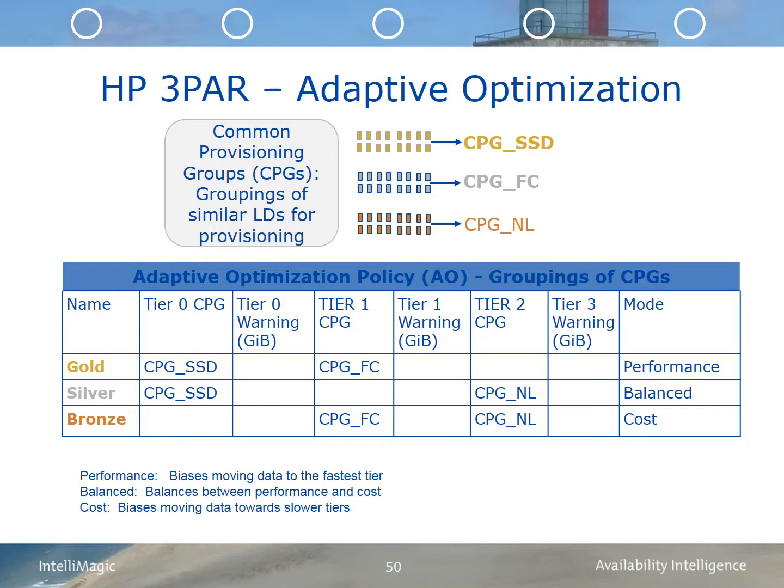It's also good to know that you can set warning limits, and so you can actually influence how the adaptive optimization behaves, by setting CPG warning limits for capacity. It's also good to note that there is a little bit of overhead, so when you schedule your AO policy to run, there is a bit of overhead on the front end adapters or the ports. And so you'll see as the data is migrated between the different CPGs, it's going to consume some resources on the controller.